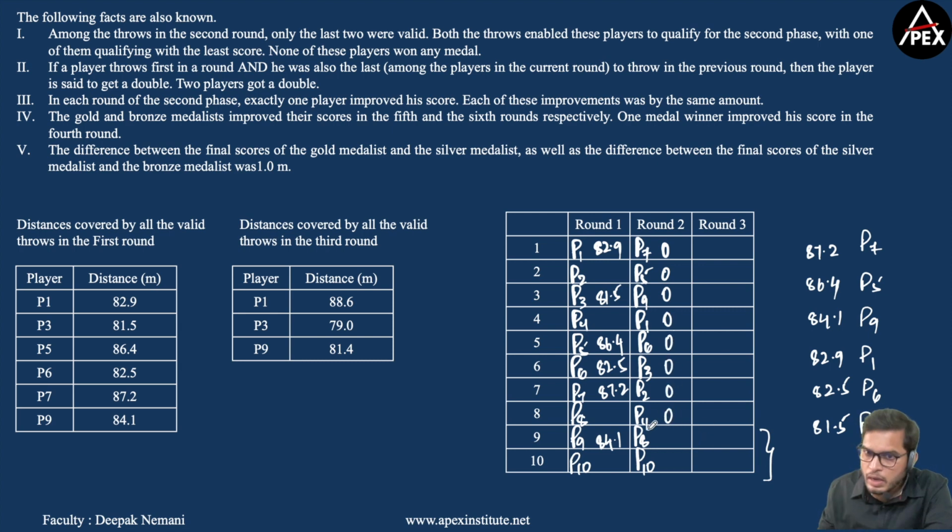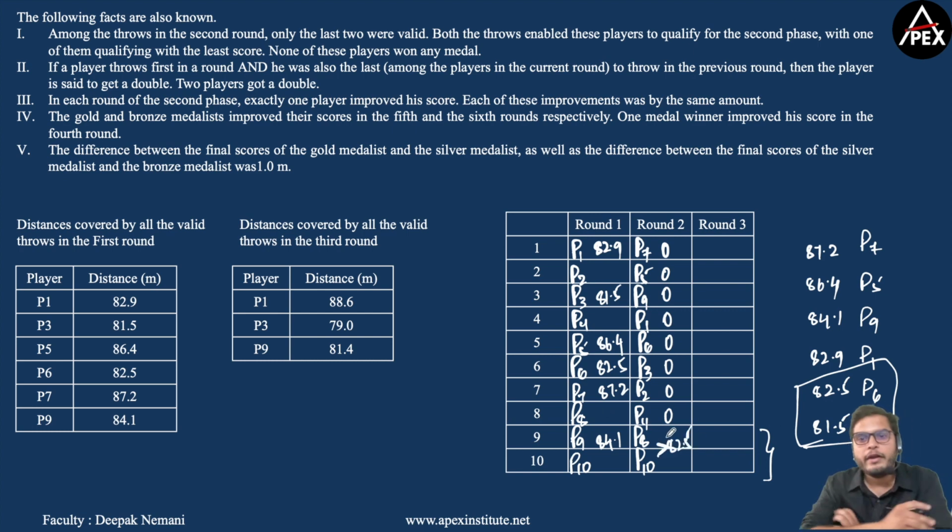Now P8's score should be greater than 82.5, because in order to have P8 and P10 in the top 6, the distance thrown by these 2 players should be more than 82.5. Then only will you have P8 and P10 in the top 6. So this should be greater than 82.5.